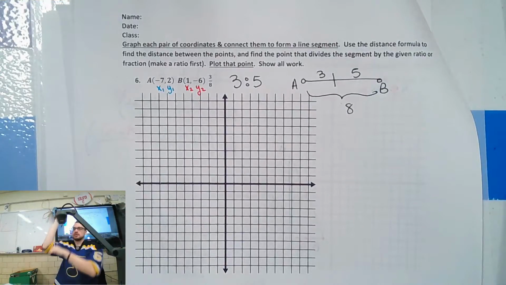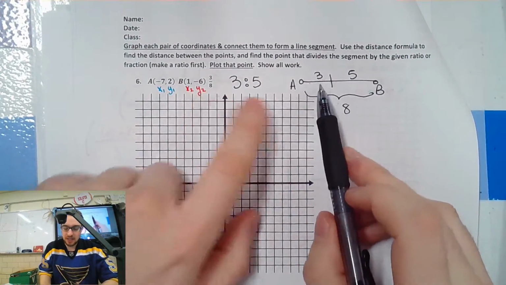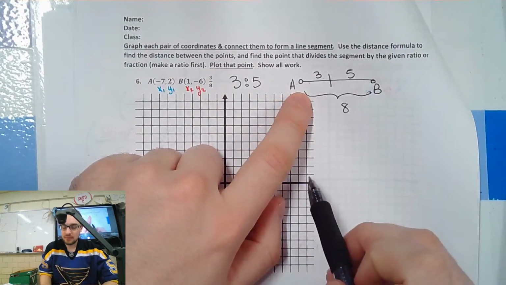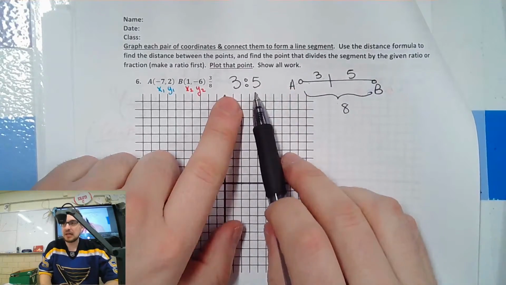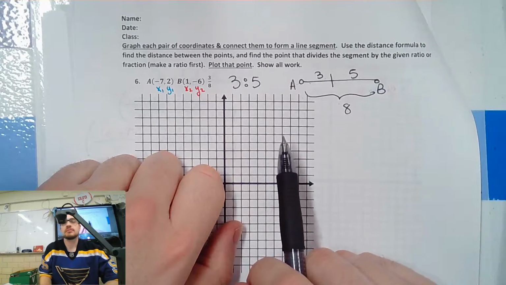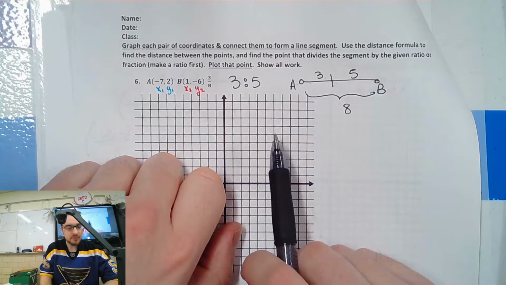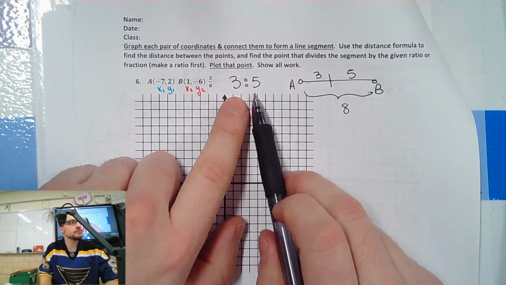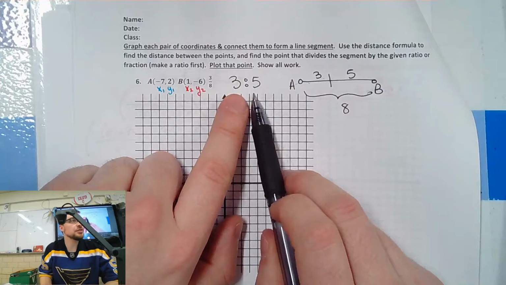Make sense where I got those numbers? 3/8 of the way is 3 out of 8 total pieces. So there's 3 pieces on this side and 5 pieces on that side. 3 to 5. Question? Nope. Okay. How do we feel about how I got that? Because those are the numbers we're going to need to use for our formula.